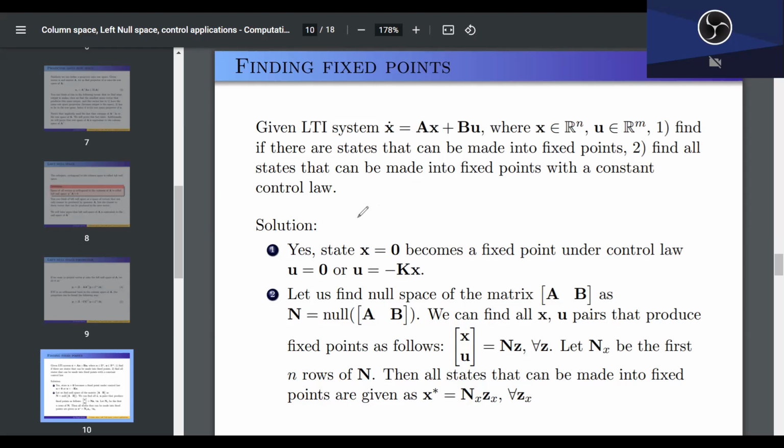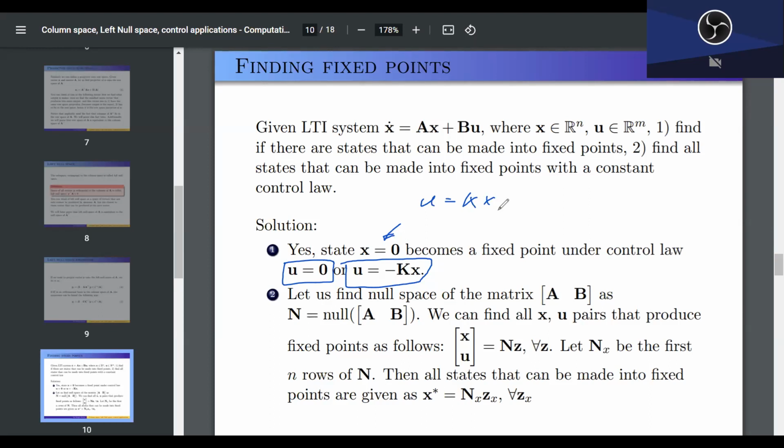I don't understand the question. You are typing u is equal to minus K multiplied by x. Yes. Is it because of the differential equation, x dot? No, I just define it. I just say that those two examples of control law make this into a fixed point. Okay, sir. So why don't you just write minus plus? You mean why not this control law?